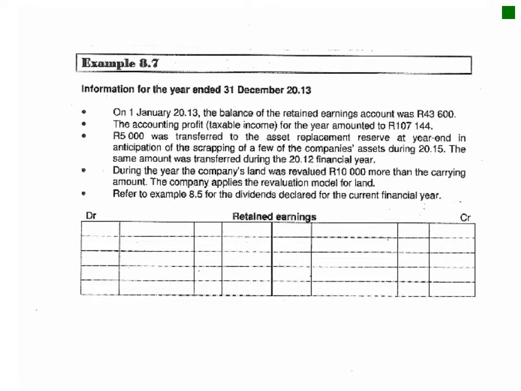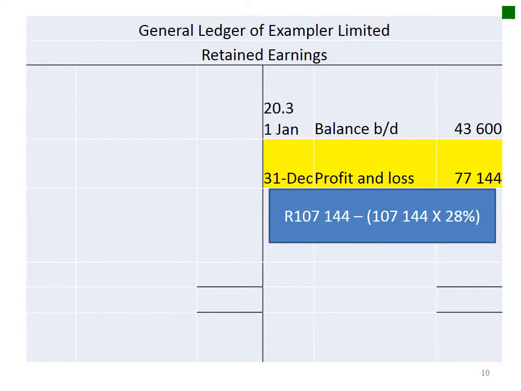now let's look at the accounting profit that needs to go into retained earnings. They give us an accounting profit for the year, which is the same as the taxable income of 107,144. This is the accounting profit before tax. So the amount of taxation of 28% still needs to be deducted. So the profit after tax is 77,144. This would have been the amount in your profit and loss account. So the profit and loss account would have been debited, and we credit retained earnings with the profit after tax.